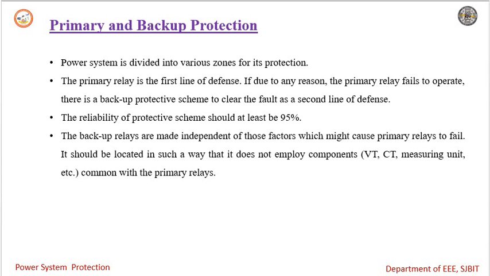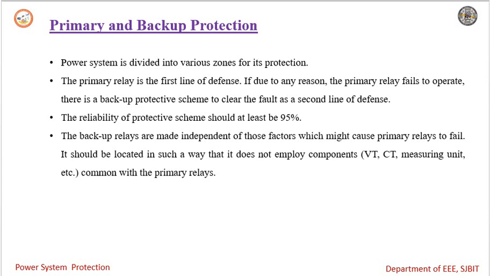If due to any reasons the primary relay fails to operate, then there will be a backup relay which comes into picture, and it will operate and clear the fault, and it acts as a second line of defense. So the primary relay acts as the first line of defense and the backup relay acts as the second line of defense.